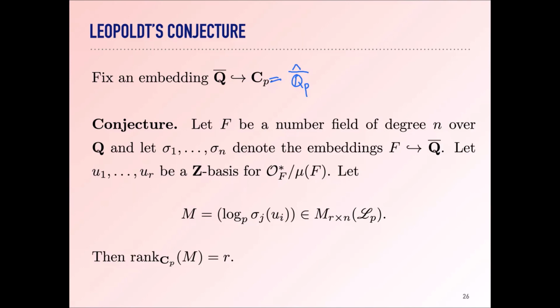Okay. Anyway, so we just take some embedding. I probably could have just done this with Q_p bar, but people usually like to write C_p. All right, so now let F be any number field. So this is a finite extension field of the rational numbers.